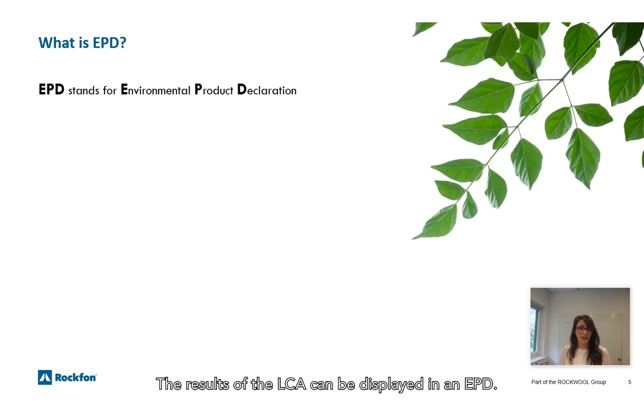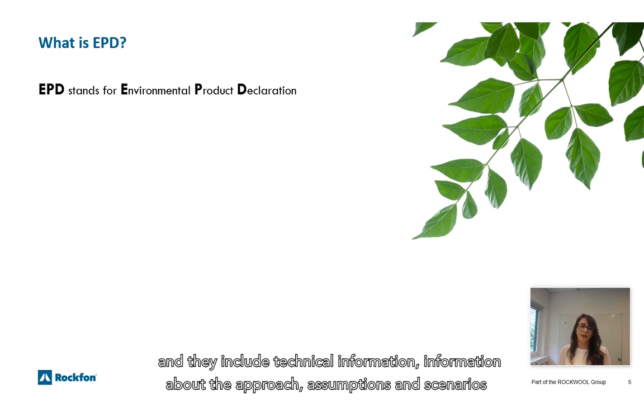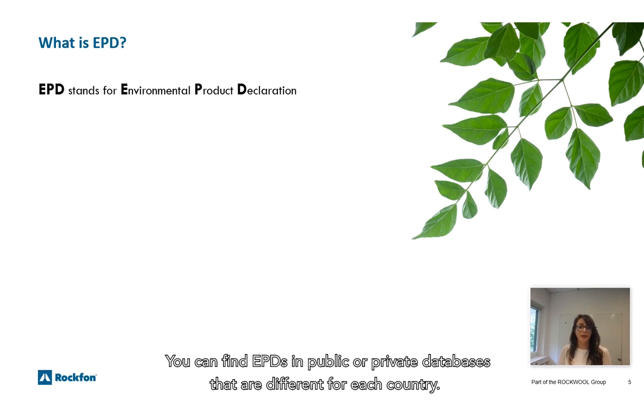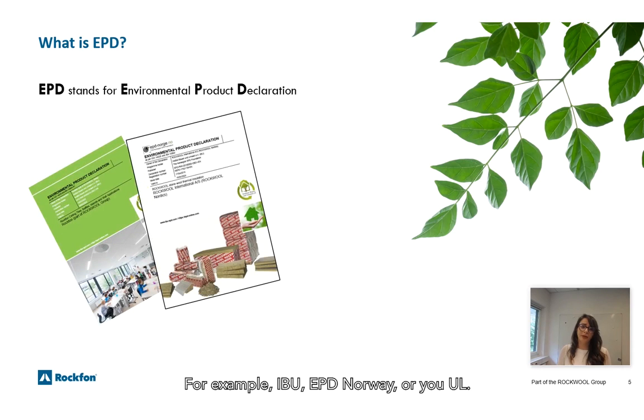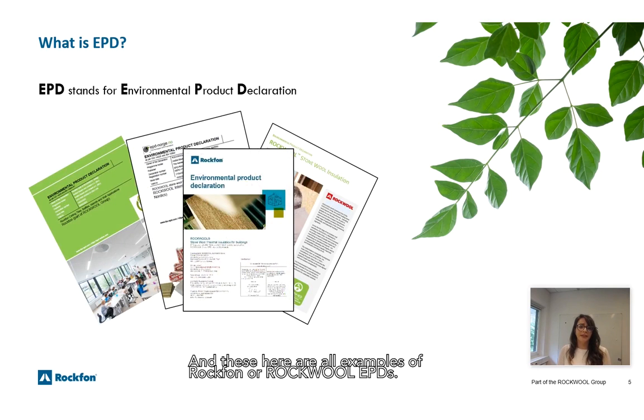The results of the LCA can be displayed in an EPD. EPD stands for Environmental Product Declaration. These declarations are very common for construction products, and they include technical information about the approach, assumptions, and scenarios for the LCA, but most importantly, the results that I showed you in the previous slide. You can find EPDs in public or private databases that are different for each country, for example EPD Norway or UL, or you can also find them on manufacturer websites. And these here are all examples of Rockfon EPDs.